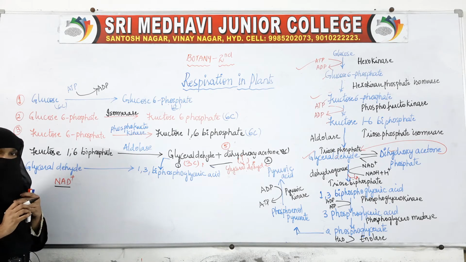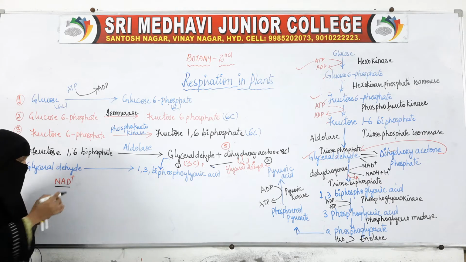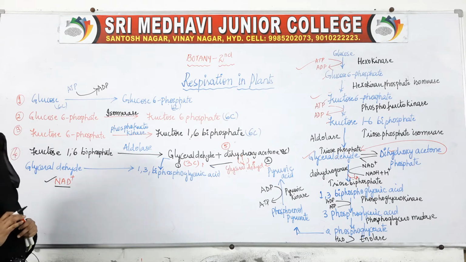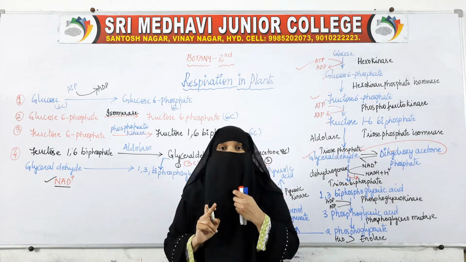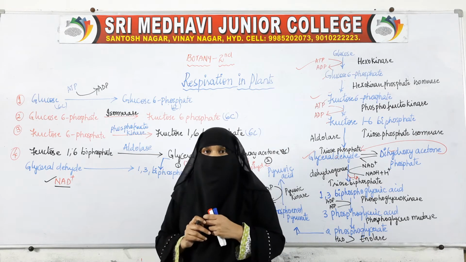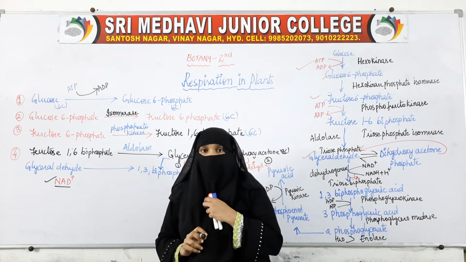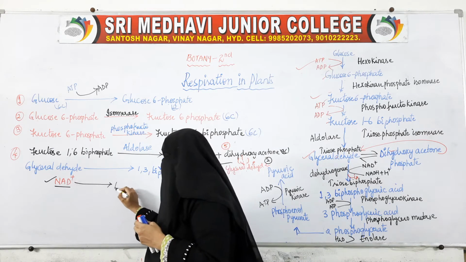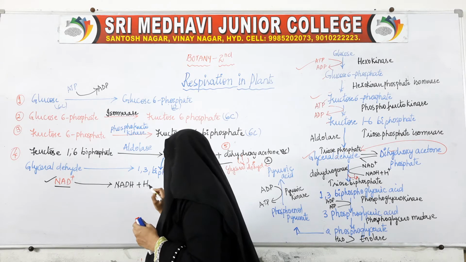Where is this NAD plus present? It is in the cytoplasm, and in the cytoplasm NAD, that is oxidizing agents, will already be present inside the cell. So, now one oxidizing agent has been utilized in this reaction. What is that oxidizing agent? NAD plus has been utilized. Now, what happens? This changes into NADH plus H.